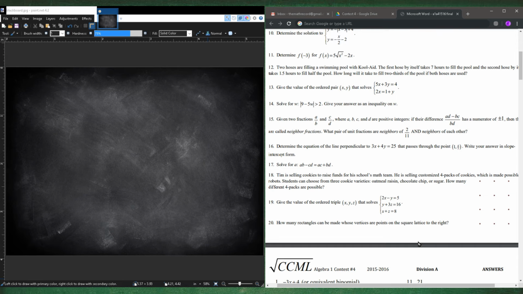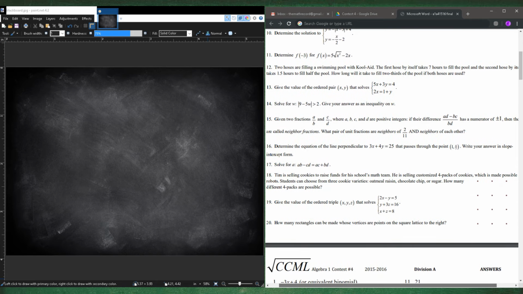Tim is selling cookies to raise funds for his school's math team. If he's selling customized 4 packs of cookies, which is made possible by robots, students can choose from 3 cookie varieties: oatmeal raisin, chocolate chip, or sugar. How many different 4 packs are possible?